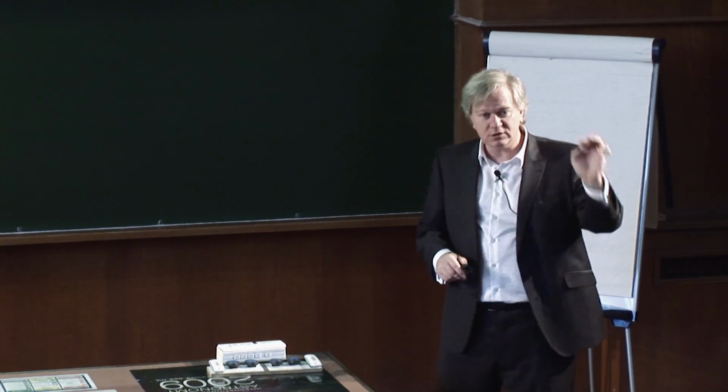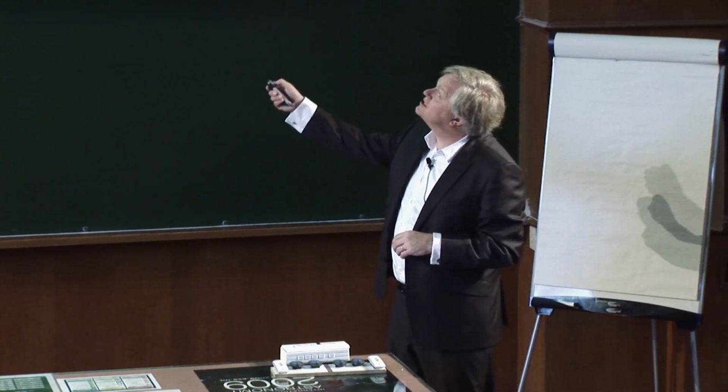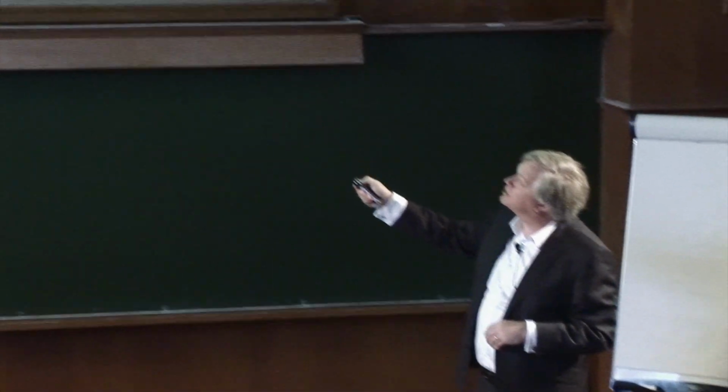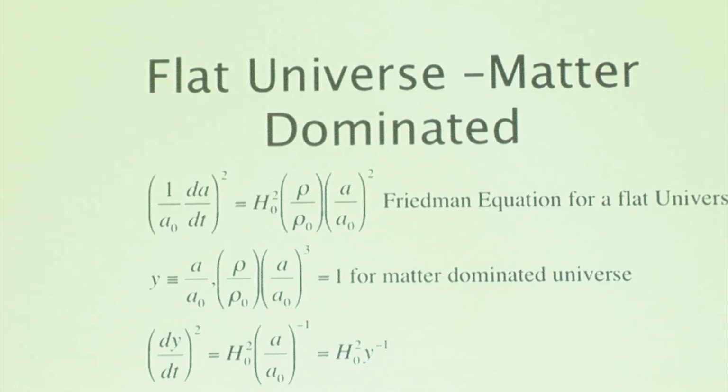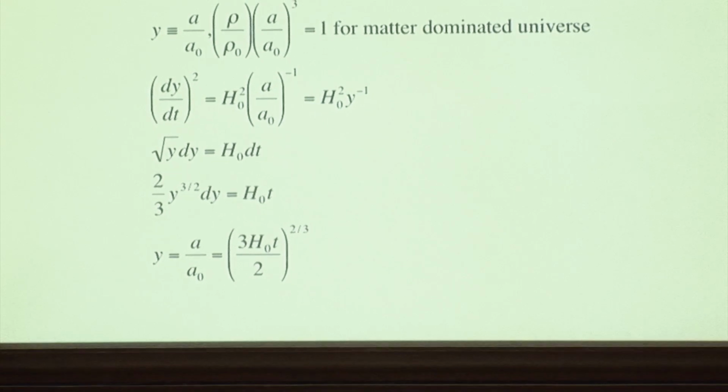And this is important, and you don't have to look at this, I just want to show you how easy it is to do: if you have a flat universe made out of normal matter, you can solve the Friedmann equation by substituting in how density changes, and you get that the scale factor evolves as t to the 2/3.